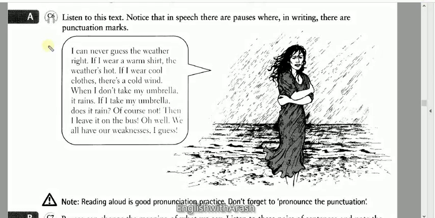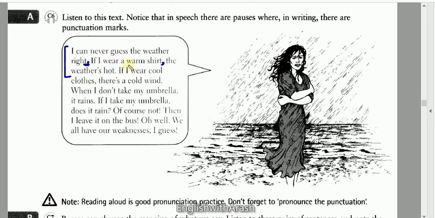And I was giving you an example. For example, here, you shouldn't say, I can never guess the weather right. If I wear a warm shirt, the weather is hot. It's not good, because there is some punctuation here at which you have to pause. There's a dot here. There's a dot here. And then there's a comma here, right? So you should read it like, I can never guess the weather right. If I wear a warm shirt, the weather is hot. So did you see the two pauses that I make?